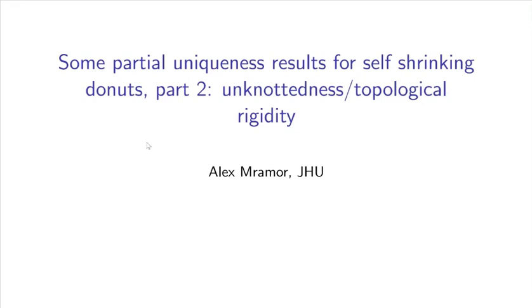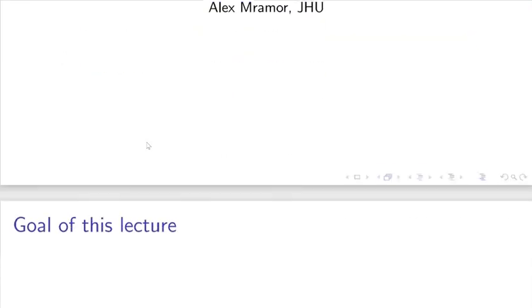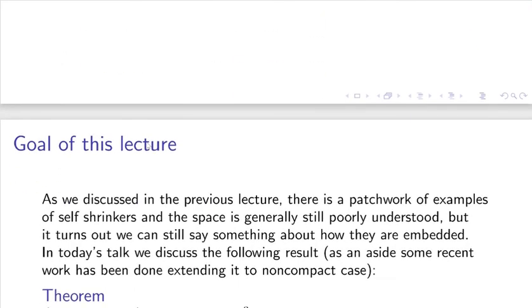Hi, so in the second lecture, I'm going to discuss some unknottedness results for self-shrinkers. As we talked about in the previous lecture, there's a patchwork of examples of self-shrinkers constructed by various means: the desingularization of the sphere and the plane, these min-max constructions, and so on. What I was trying to convey was that the space of self-shrinkers is still generally pretty poorly understood outside of some curvature or convexity assumptions, like mean convexity, or entropy assumptions.